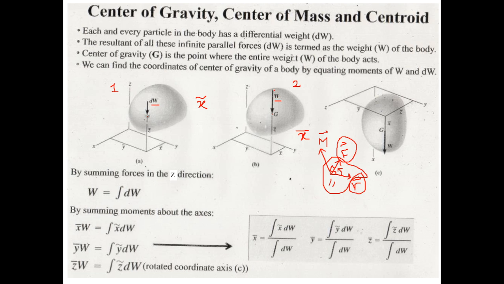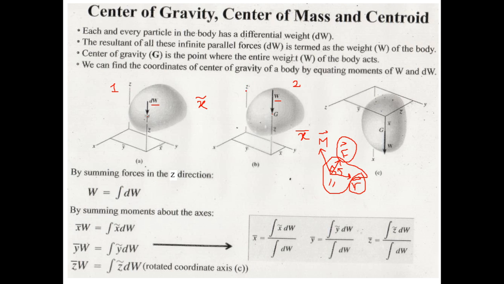So since this force is parallel to the z-axis, and its moment arm is either x bar or y bar, this force can only produce moment about the y-axis or the x-axis, but not about the z-axis. Because if the force lies along z, then its moment arm lies in the x or y direction, so this can never create moment about the z-axis.